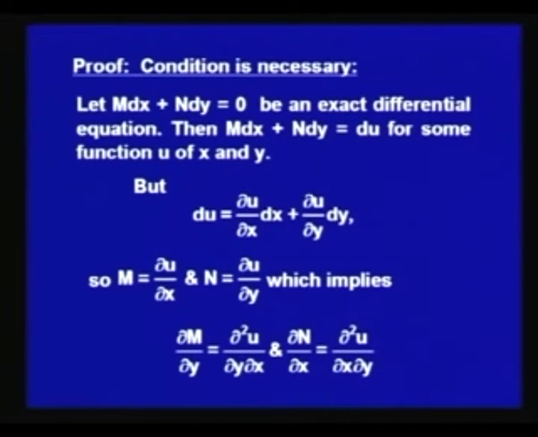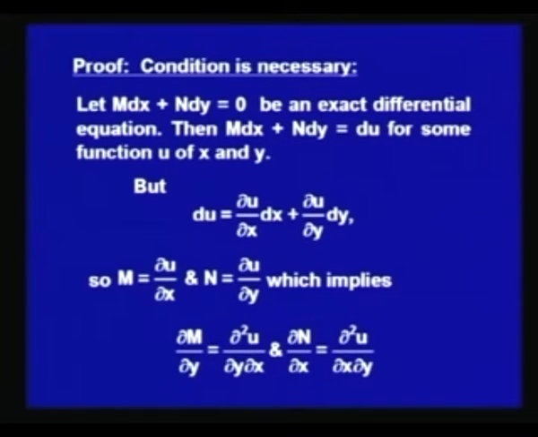Since u is a function of x and y, we shall have the differential du is equal to ∂u/∂x dx plus ∂u/∂y dy, and on comparing it with M dx plus N dy, we shall then have M equal to ∂u/∂x and N equal to ∂u/∂y, which will give us ∂M/∂y equal to ∂²u/∂y∂x and ∂N/∂x equal to ∂²u/∂x∂y.